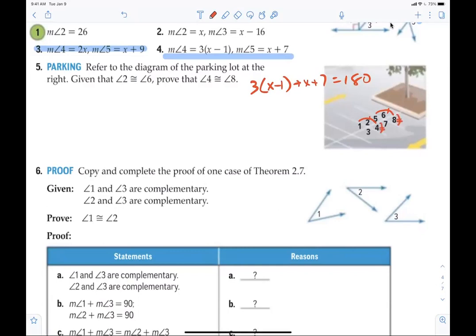Oh, that's what we're trying to prove. That's what we're trying to prove. Can somebody just in words tell me how I know that's true? Lucas, let me speak up now. 2 and 4 are supplementary, and 6 and 8 are supplementary, and 2 and 6 are congruent. So 4 and 8 have to be congruent too.